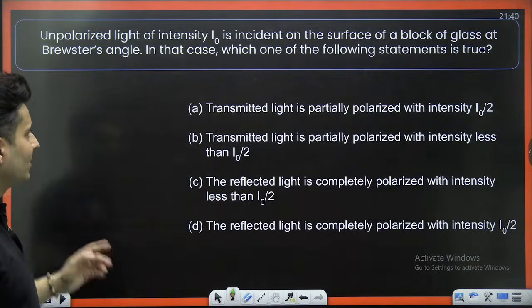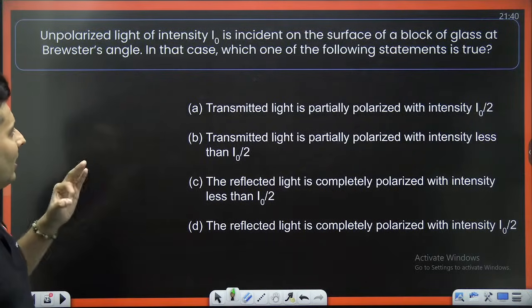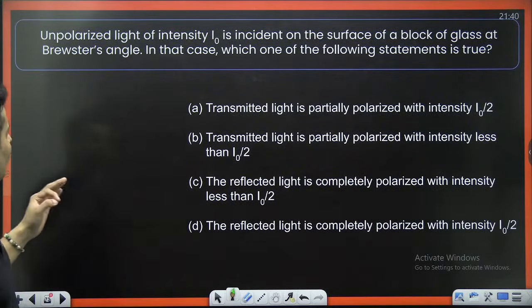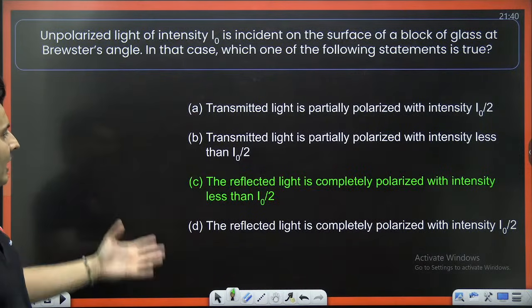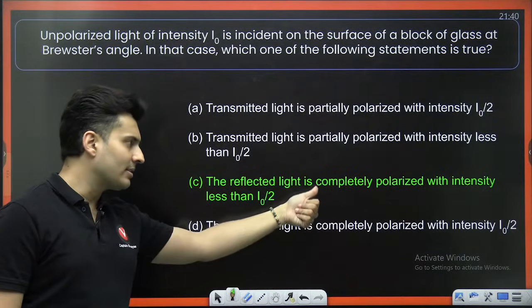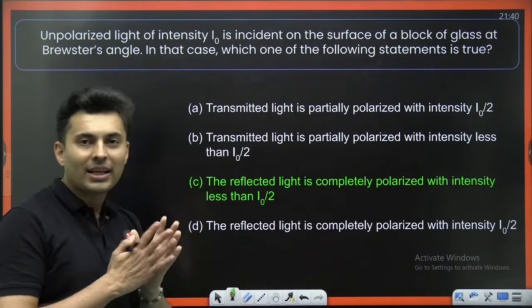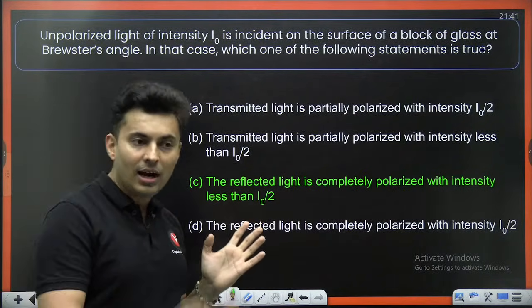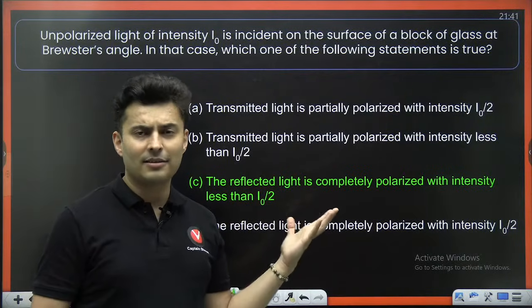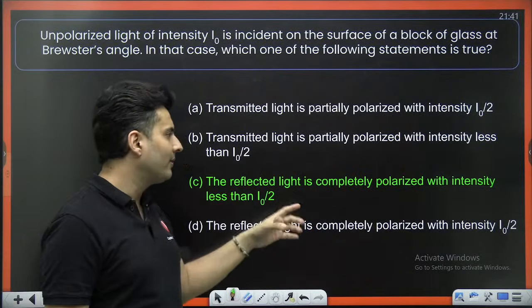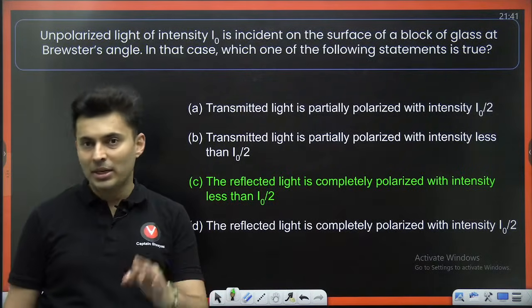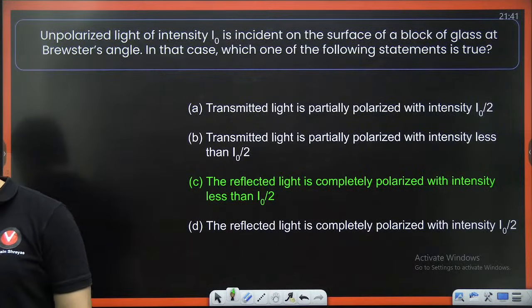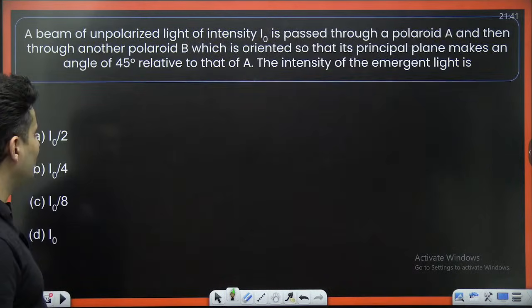So my dear students, what is the answer? If unpolarized light is incident on the medium at Brewster's angle, then the intensity is less than I0 by 2. It gets polarized completely, and it's not exactly half and half. It's not like half the light gets refracted and half gets reflected. Less than half gets reflected, and more of it gets refracted. So that's what happens at Brewster's angle. Okay, cool. Let's move on to the next one coming up on your screen.